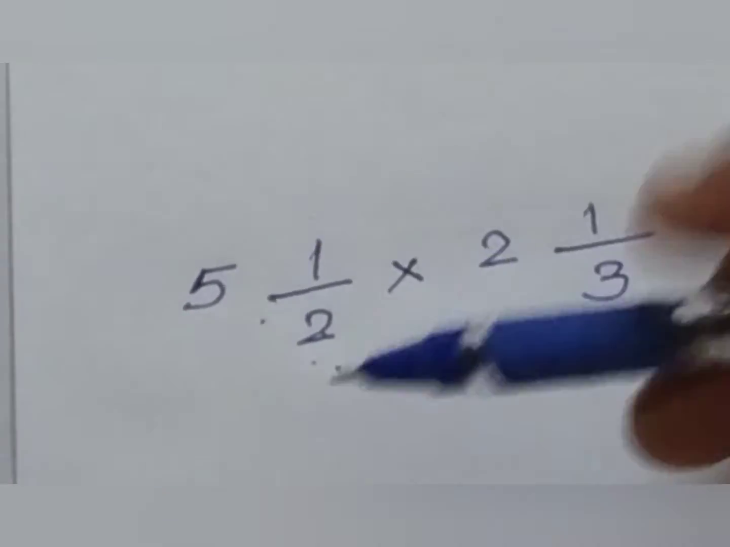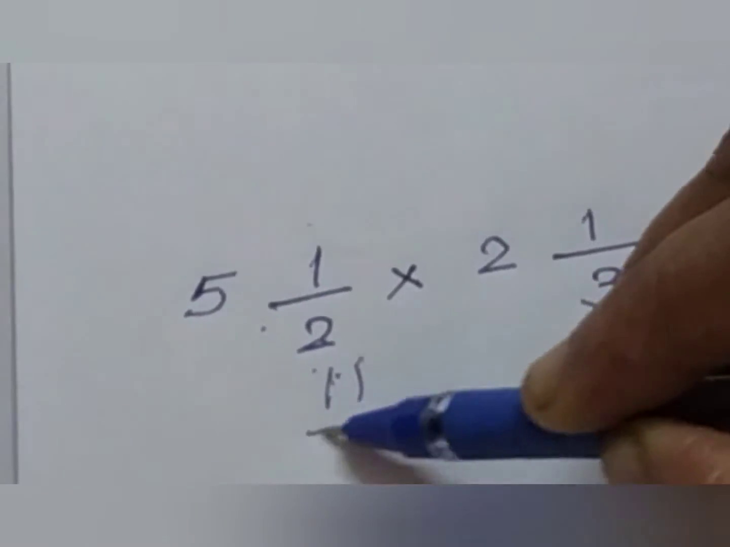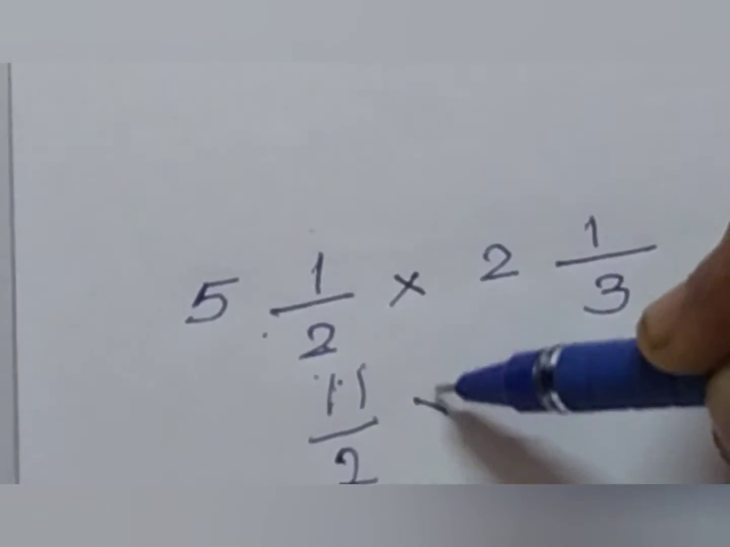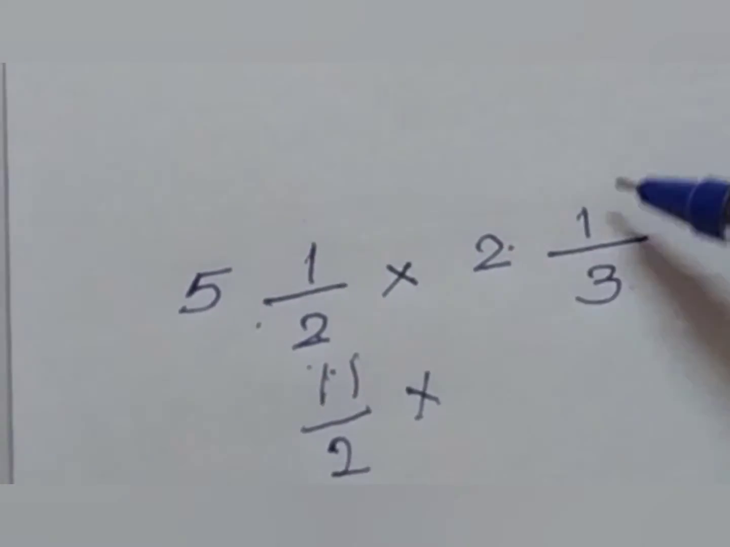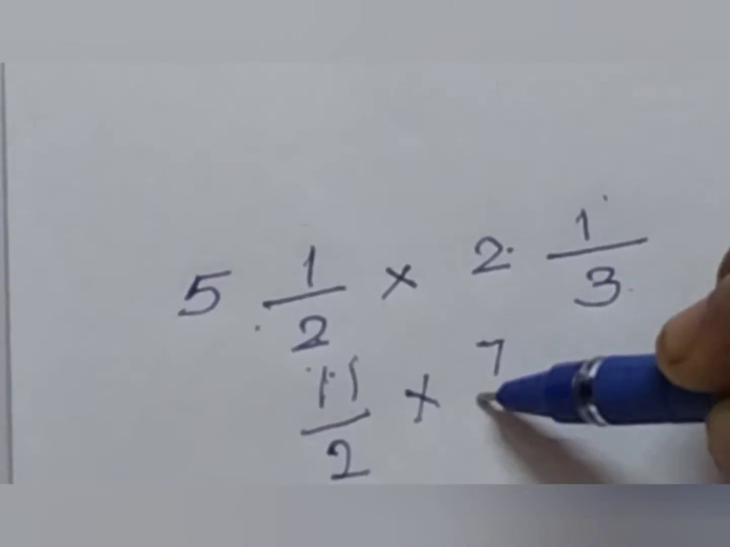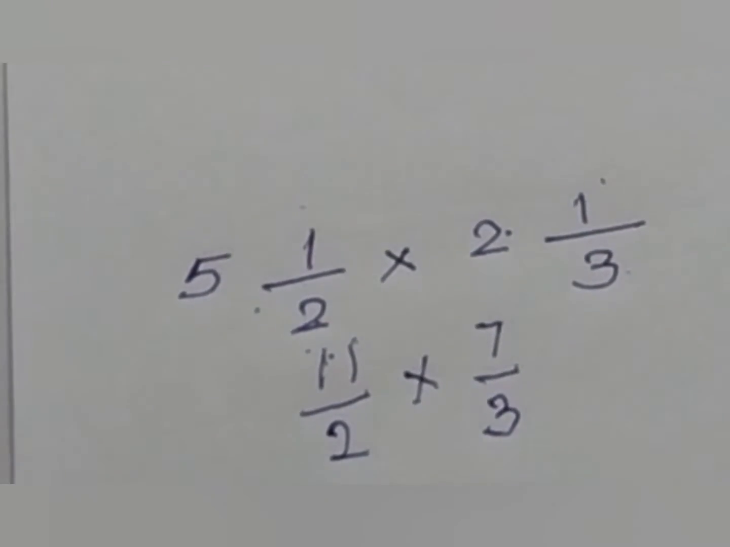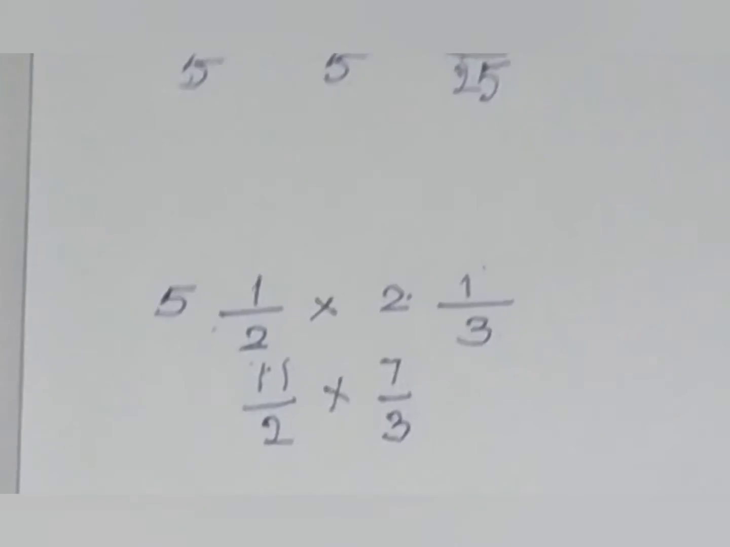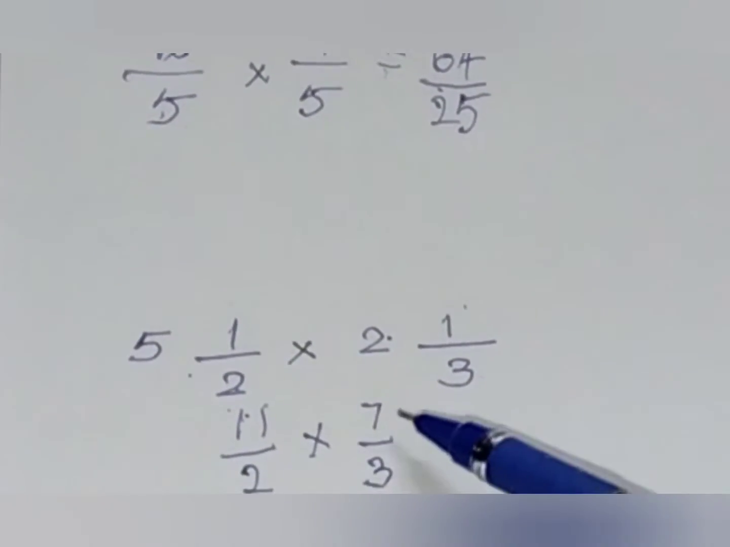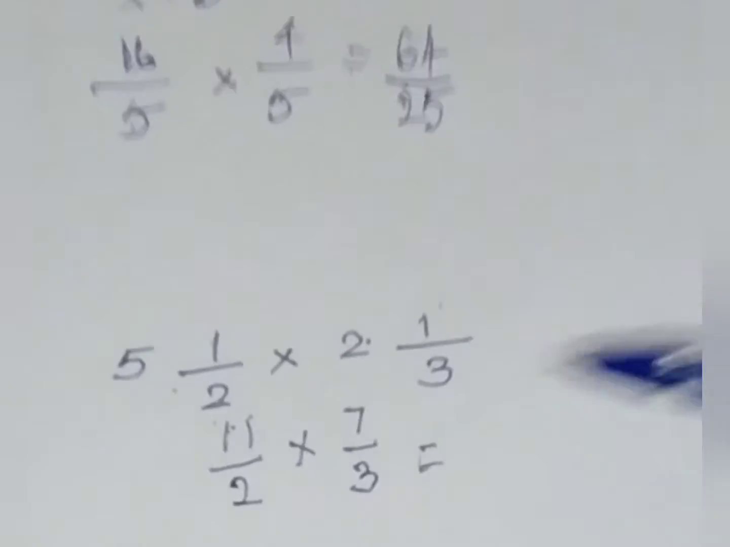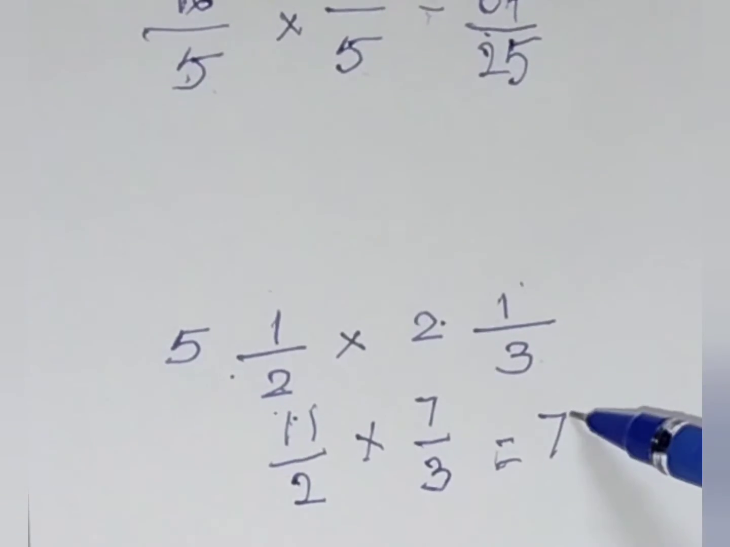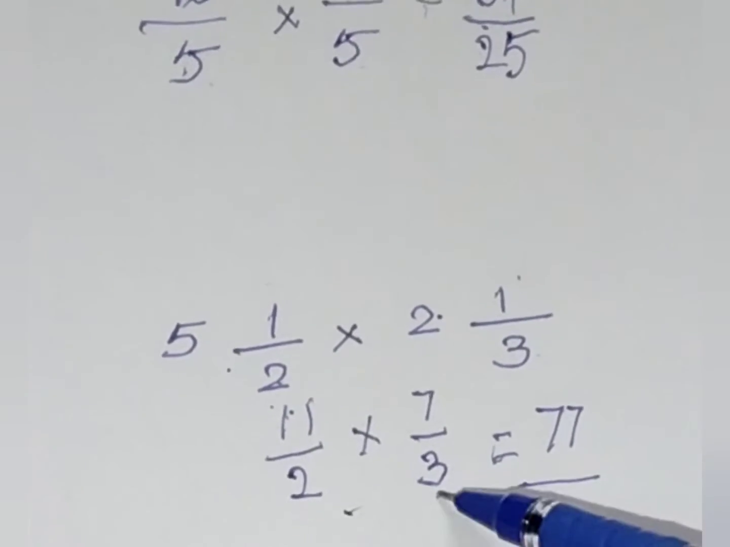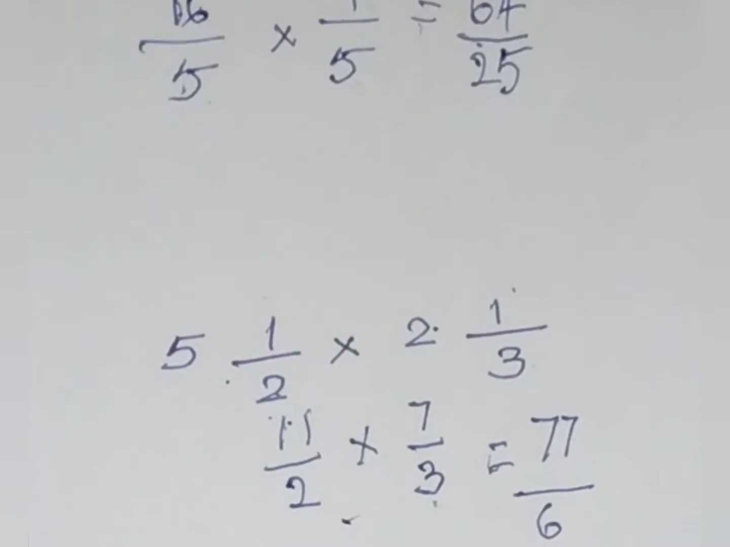In this question, both are mixed fractions, that is 5 1 by 2 into 2 1 by 3. On converting to improper fractions, 5 1 by 2 becomes 11 by 2. 2 1 by 3 becomes 7 by 3. On multiplying this, 11 into 7 is 77, and 2 into 3 is 6.